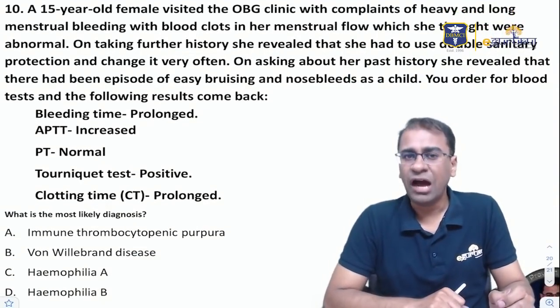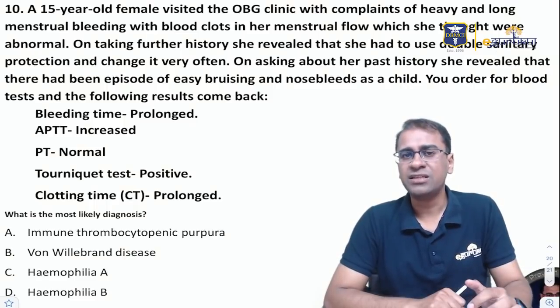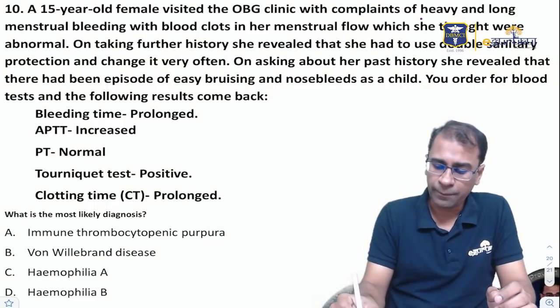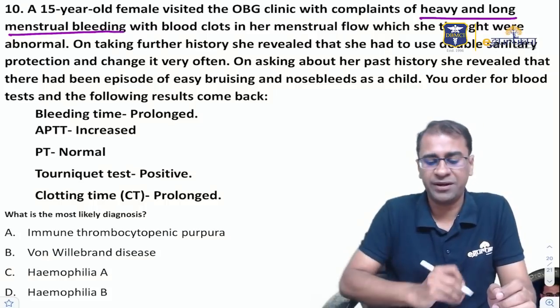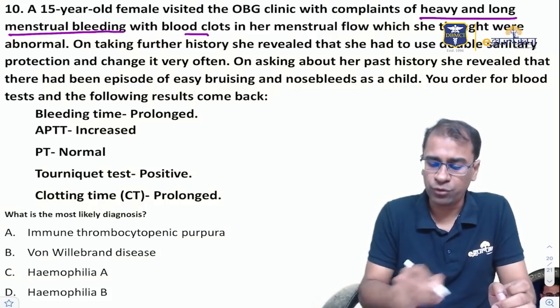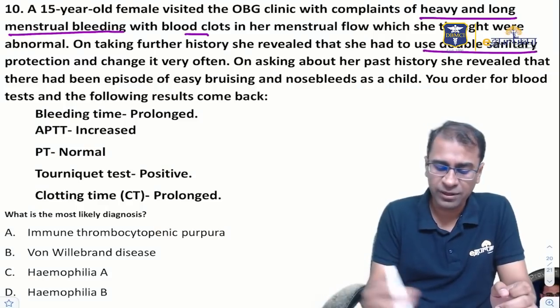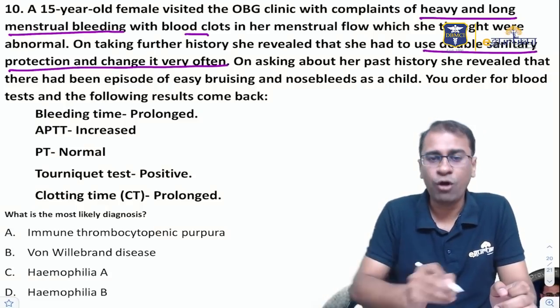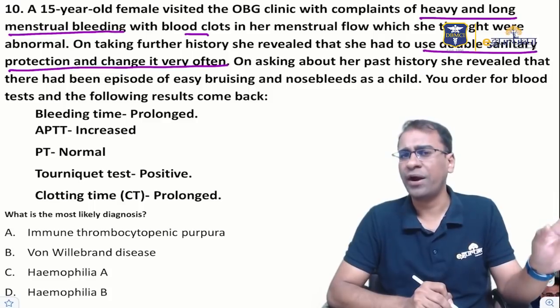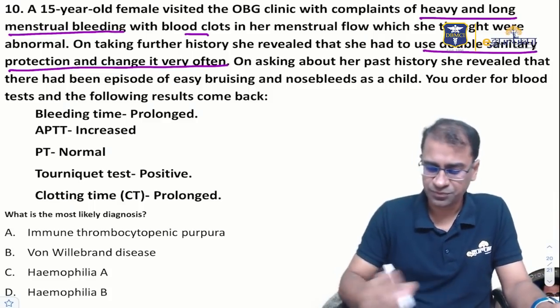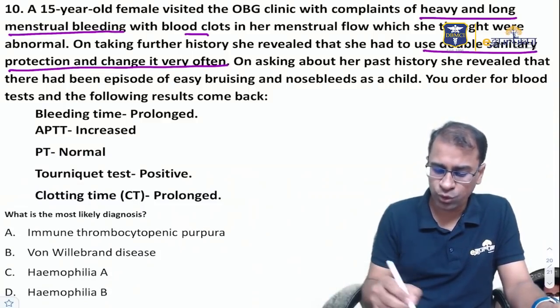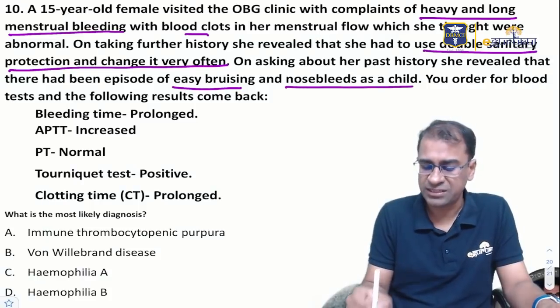Question 10. A 15-year-old female presents in the OBS clinic with complaints of heavy and long menstrual bleeding, with blood clots in her menstrual flow. On taking further history, she revealed that she used to use double sanitary protection and change it very often. That means she has had this history quite often from previous times. She also reveals there have been episodes of easy bruising and nosebleeds as a child.